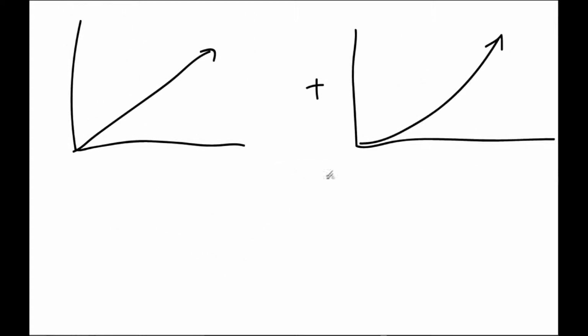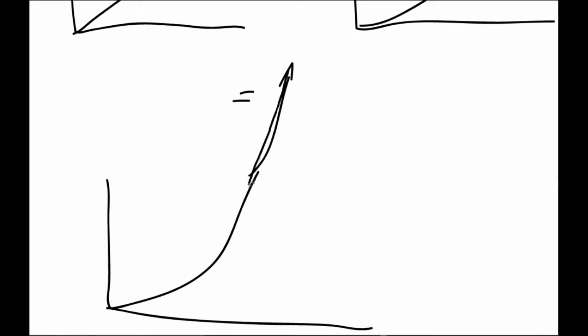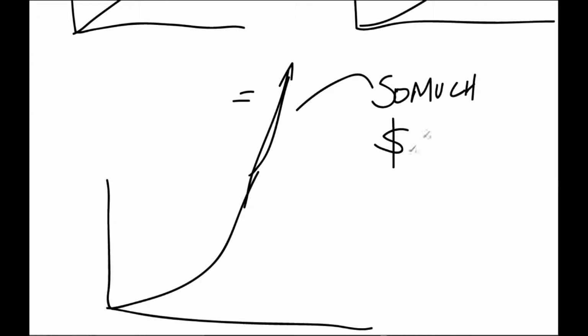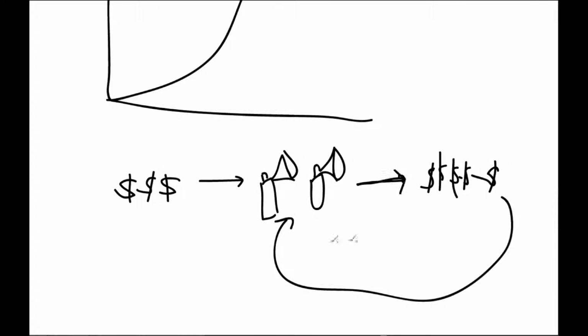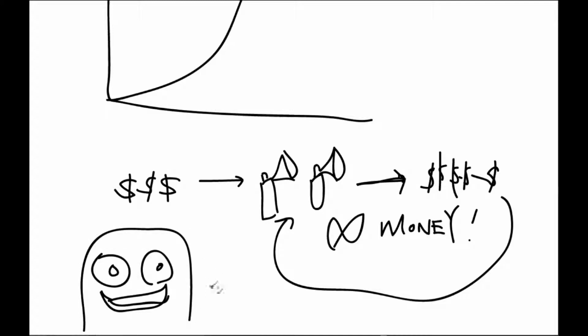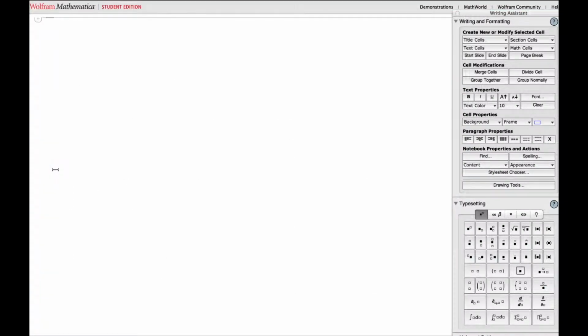So wait a minute. If I annoy this person and I get paid by both of these people, if I add those two graphs, that's so much money right there. And you know what I can do with all that money? I can buy more air horns and then make even more money, and then that cycles back, and you just get infinite money. And you're like, yes. All right.